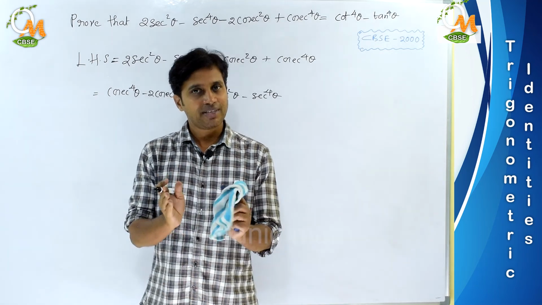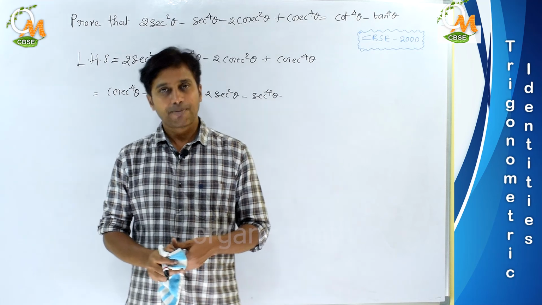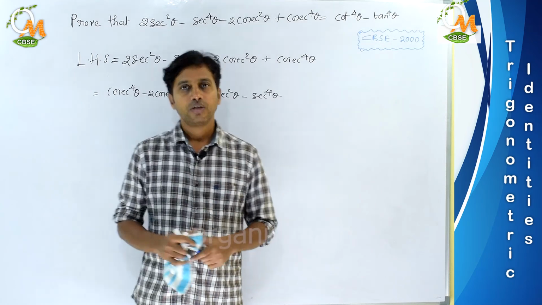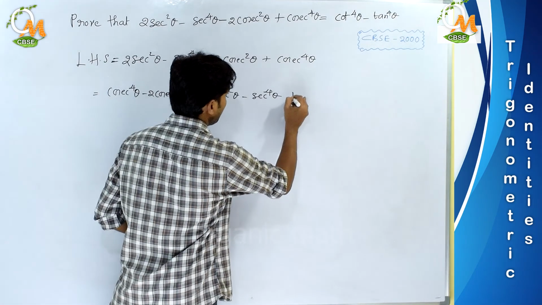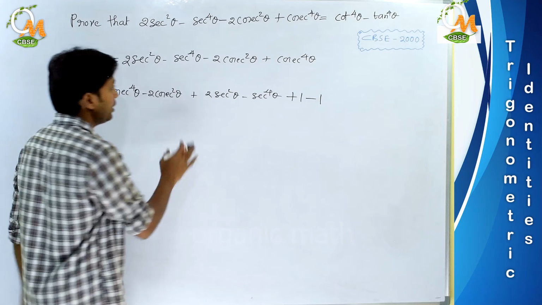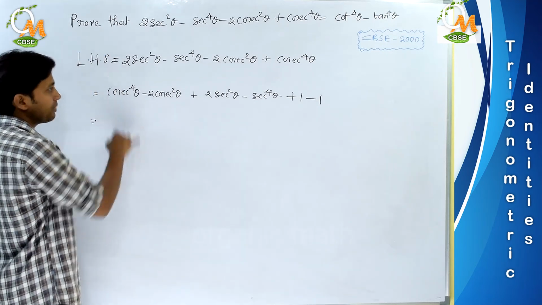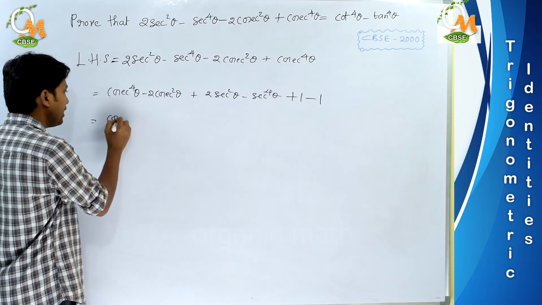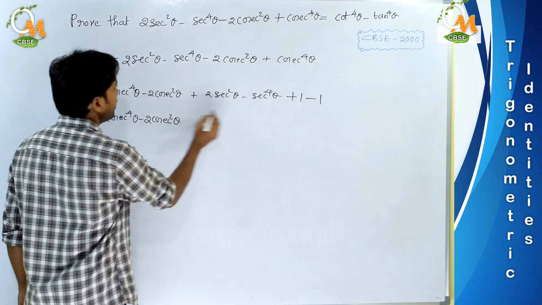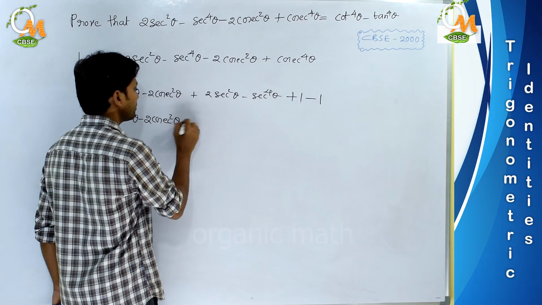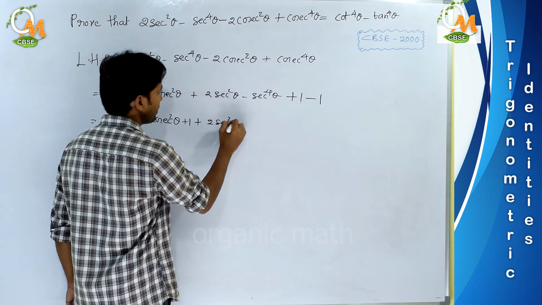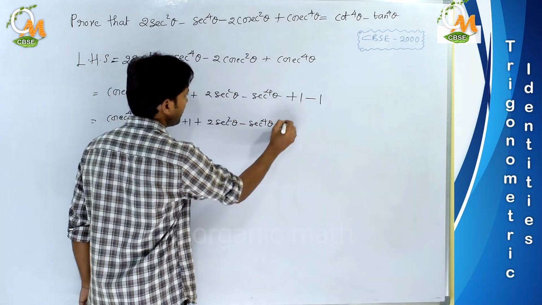Now, let me tell you something: when you add and subtract the same number to the given expression, the expression remains the same. There will be no change at all. So here, for my convenience, I want to add and subtract 1. If you cancel these two, it remains the same. Now let me do some more rearrangement. Cosecant power 4 theta minus 2 cosecant square theta plus 1, plus 2 secant square theta minus secant power 4 theta minus 1.